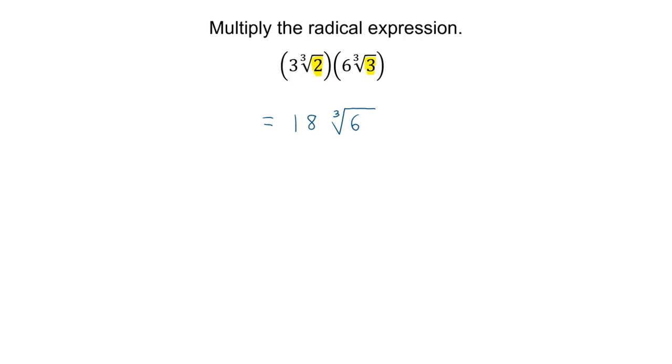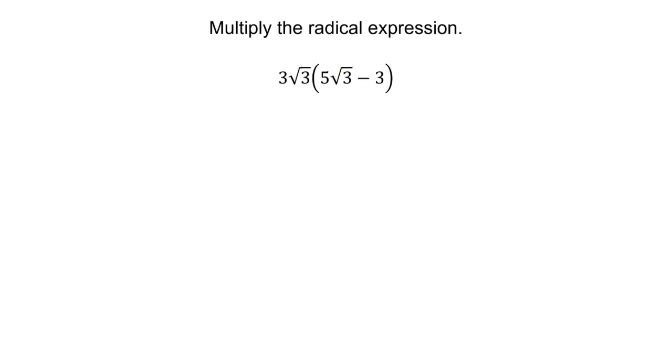And the multiplication's done. Now all we have to do is make sure that 18 times the cube root of 6 is a fully reduced radical expression. And it is, because the radicand 6 is not a fraction, it's not negative, and it doesn't have any perfect cubes hidden inside of it. When I say hidden inside of it, I mean there are no perfect cubes that will evenly divide 6. So this is a fully simplified radical expression.